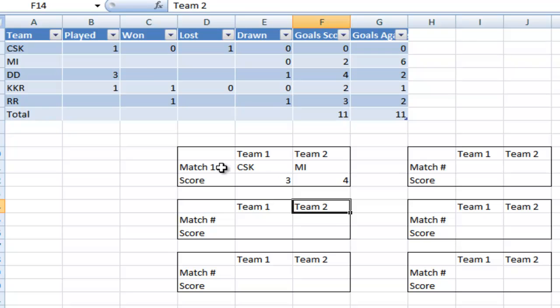2-1 is the score. So let's put up the second match also and find out what happens after the second match. So I have KKR versus DD, in which DD has scored 1 and KKR scored 2, so the winner is KKR.